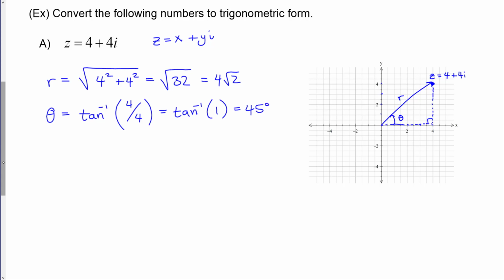So what that means is I can express this number in trigonometric form as z equals 4 square root of 2 CIS 45 degrees. So that just tells me that my radius, the distance from the origin, is 4 square root of 2, and theta, the direction from the origin, is 45 degrees. I would still land at this particular point. So I can express it as 4 plus 4i, or as 4 root 2 CIS 45 degrees. It's the same either way.